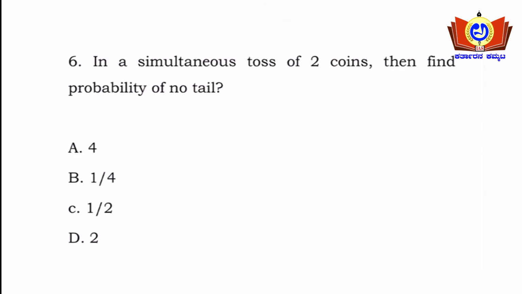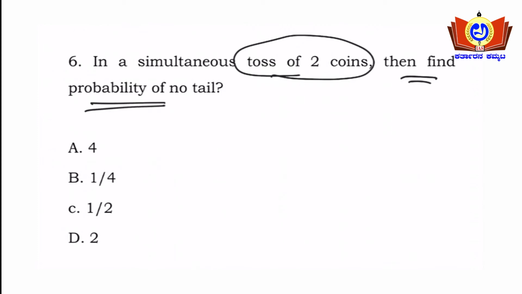In a simultaneous toss of 2 coins, how many coins are they tossing? 2 coins. Then find the probability of no tail. No tail means, there are only two coins they are tossing.